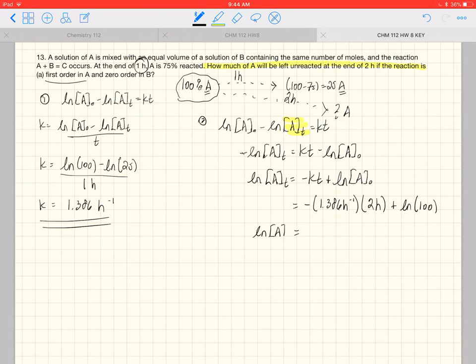Okay, and I get ln At equals 1.833, something like that. Okay, hit the Shift LN button or e to the x button. And what I get here is that A at time t is equal to 6.25%. That's the amount that's left unreacted.